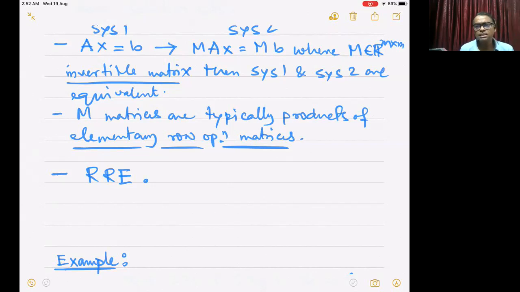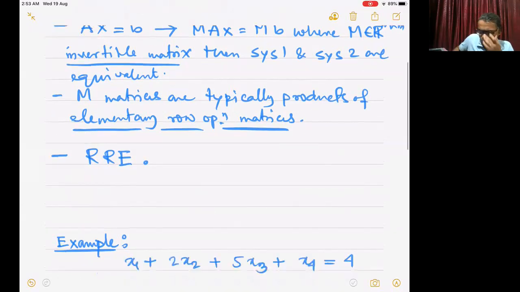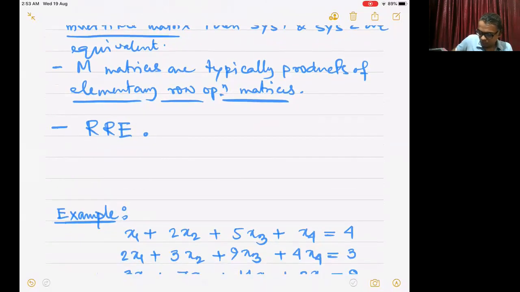How to understand this would be the subject matter of this module. I believe that the best way of understanding this, this RRE form is the one that we have been alluding to as the easy to solve equivalent system.